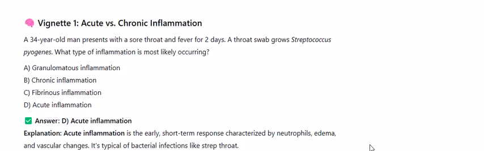Answer D. Acute inflammation. Acute inflammation is the early short-term response characterized by neutrophils, edema, and vascular changes. It's typical of bacterial infections like strep throat.